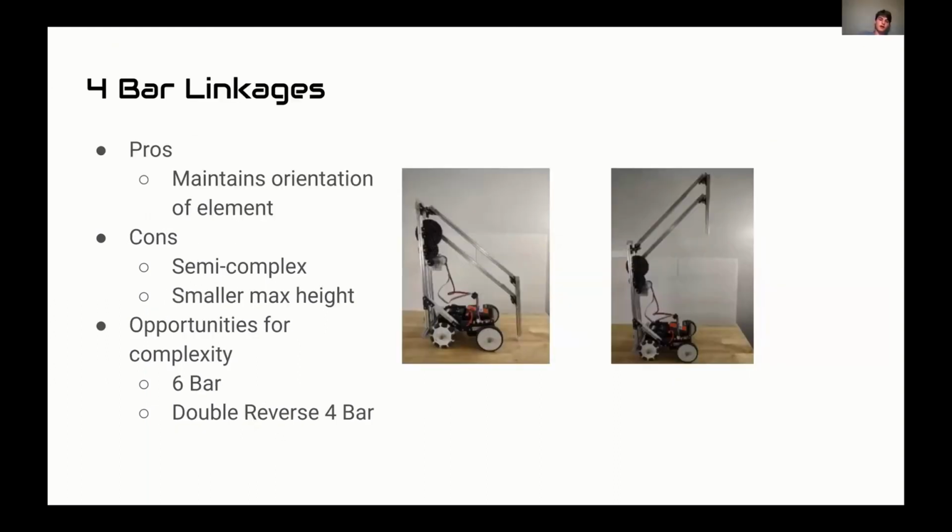Next up, there's a four-bar linkage. It's similar to the chain bar because it will keep the same orientation. So if whatever you're picking up starts off level to the ground, it will end up level to the ground once you have it all the way up. It is kind of complex though. There are some opportunities for more complexity, depending on what you need, so it's pretty adaptable. You can do a regular four-bar linkage, a six-bar linkage, or a double reverse four-bar linkage. They all have different use cases, and really you can adapt it however you want to.